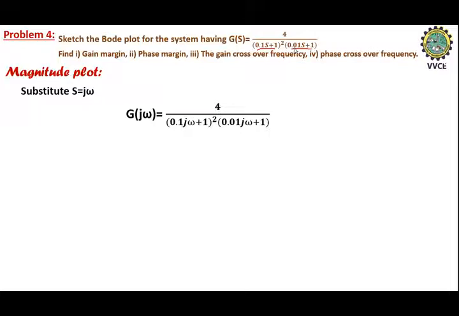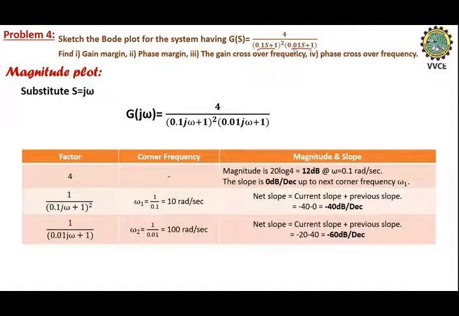Next we need to make 3 columns with the factors, corner frequency, magnitude and slope. So how many factors can this transfer function be divided into? In this transfer function there is no zero or pole at the origin, only the constant K, and the two denominator functions. So we need to consider only the constant as one factor and these two as other factors. Only 3 factors are there. So this is a different case.